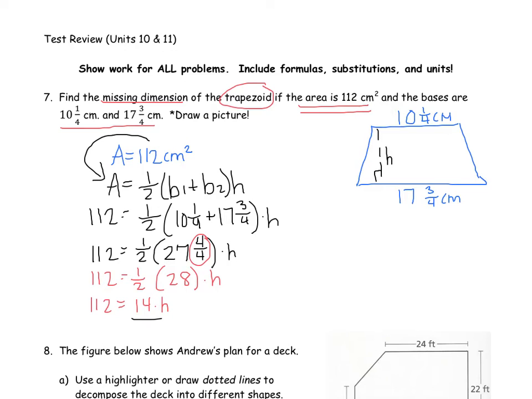Final step would be to divide both sides by 14 to isolate the variable, or get the h all by itself. So h would equal 112 divided by 14, which gives me 8 centimeters. And since we are not finding the area but the height, our units are just centimeters.